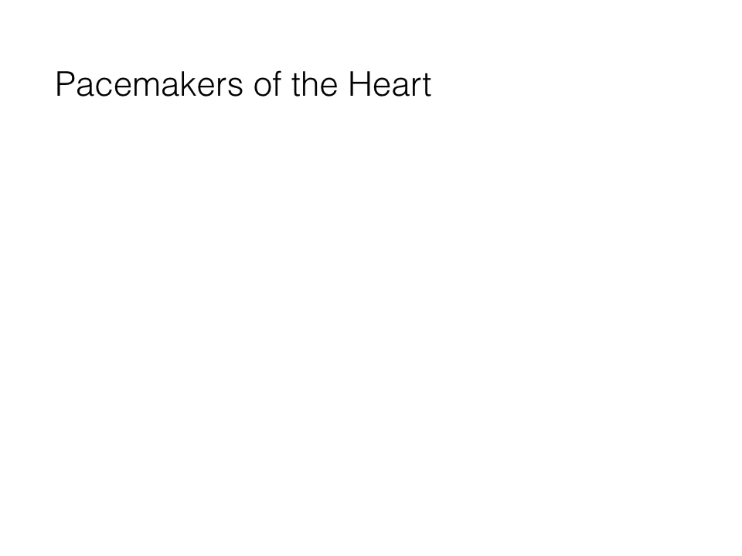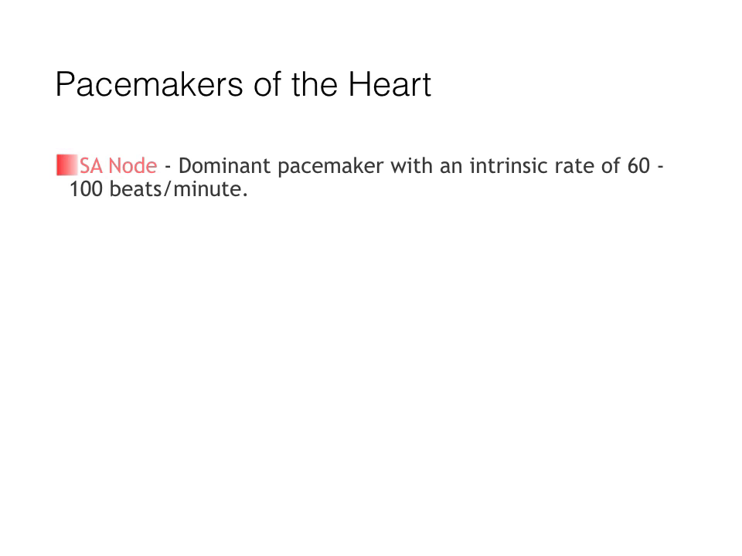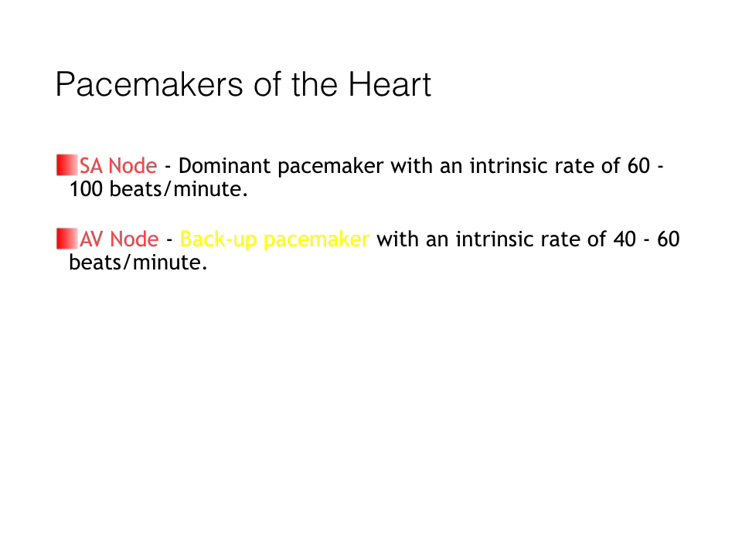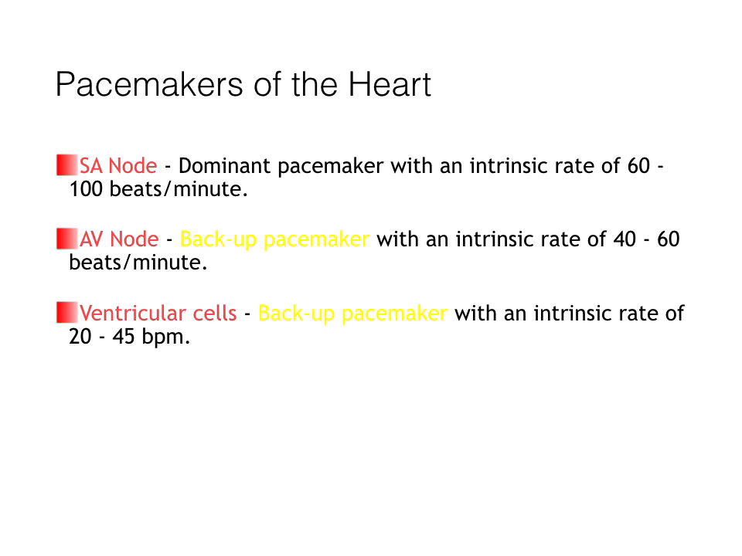Pacemakers of the heart. The SA node is the dominant pacemaker with an intrinsic rate of 60 to 100 beats per minute. The AV node is a backup pacemaker with an intrinsic rate of 40 to 60 beats per minute. Ventricular cells are also backup pacemakers with an intrinsic rate of 20 to 45 beats per minute.